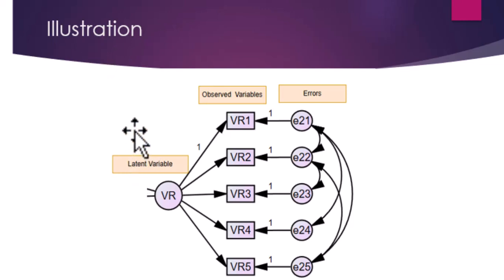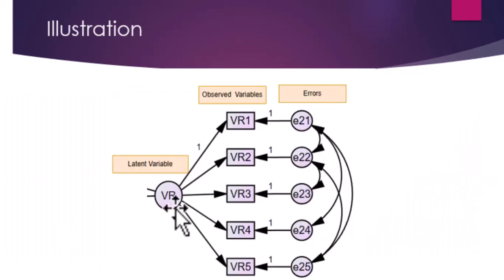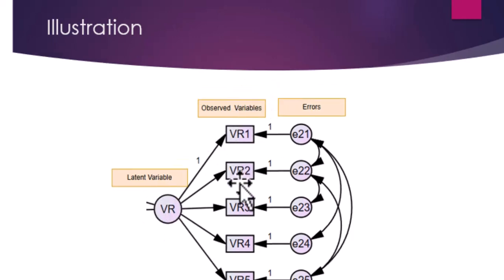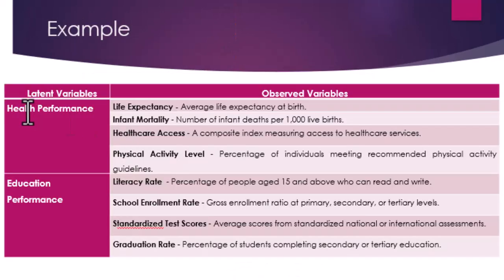So let us look at how we represent an illustration to tell the difference between the latent and observed variables. When you are constructing a SEM model, a structural equation model, this one here, VR, is a latent variable. In this case, it can be education performance or health performance. So these are our latent variables. This latent variable is measured by 5 observed variables. In our example here, our health performance latent variable is measured by four observed variables: life expectancy, infant mortality rate, health access, and physical activity level.